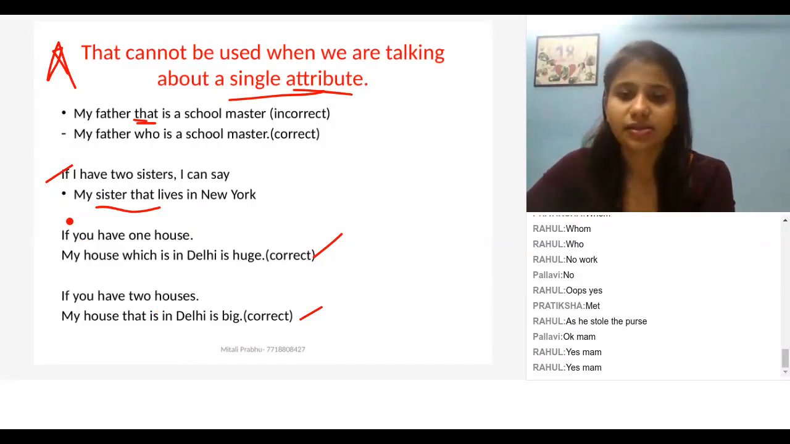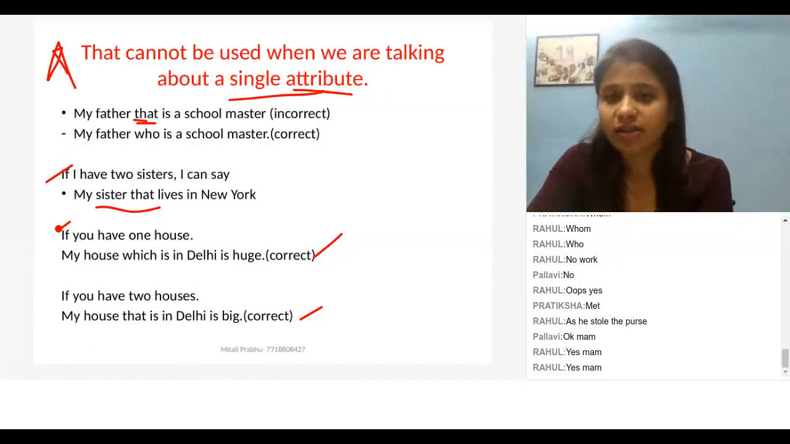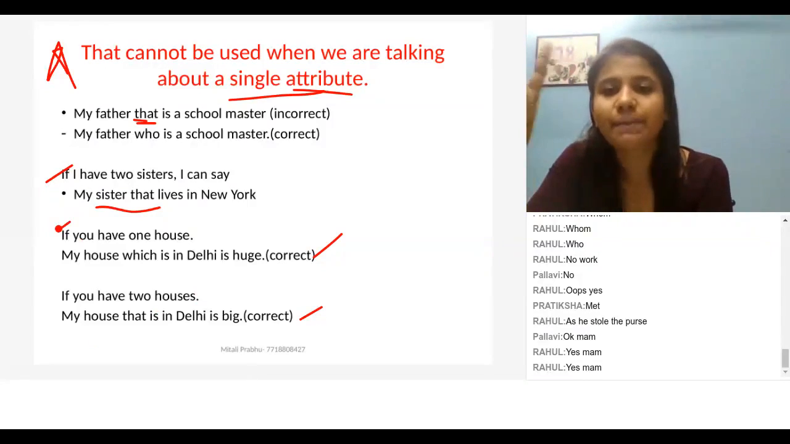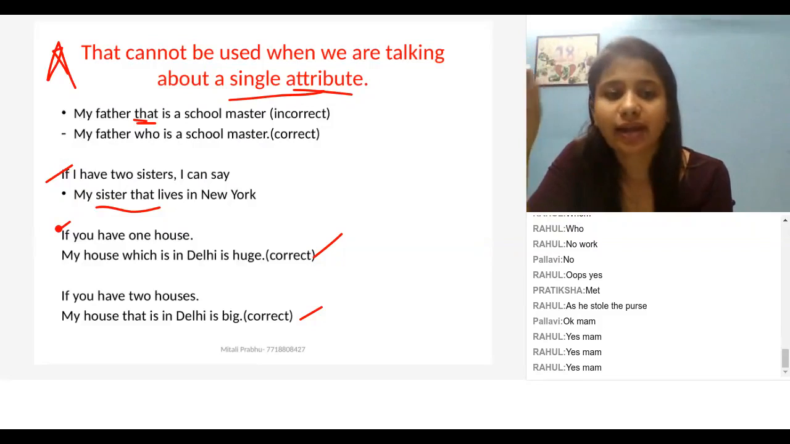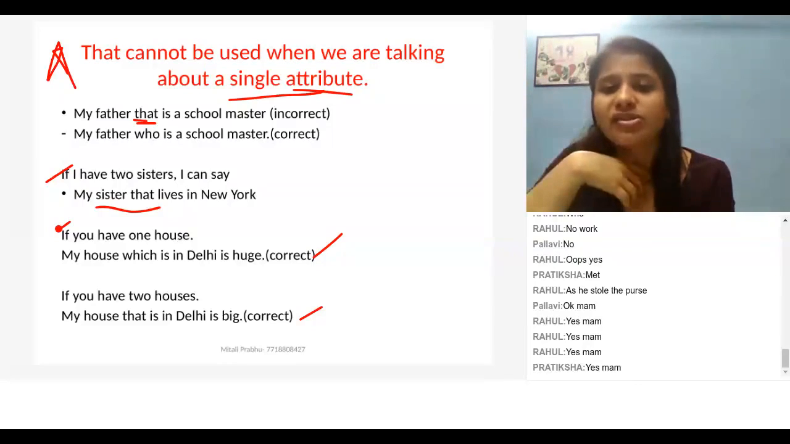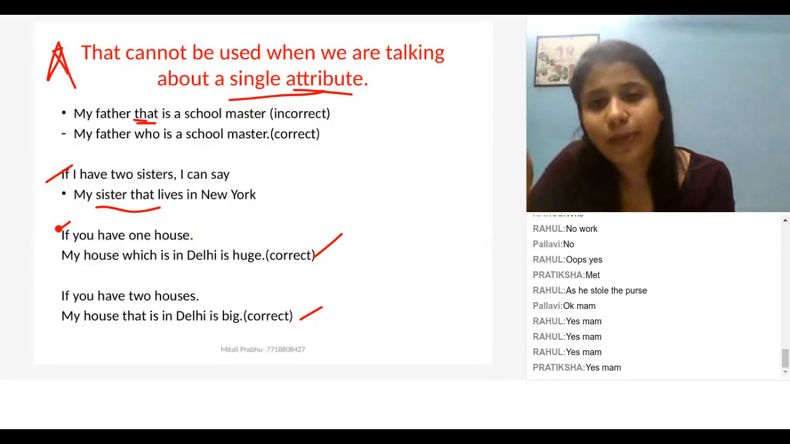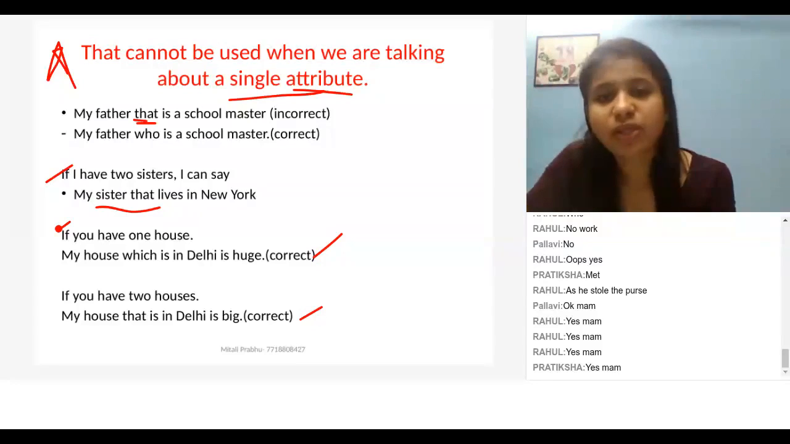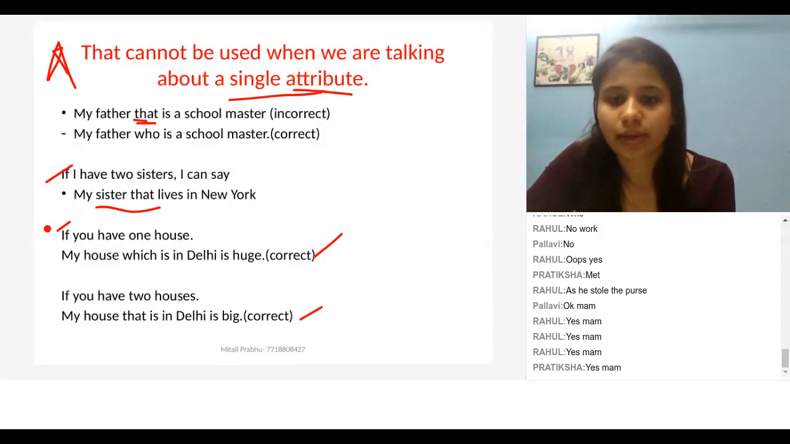Did you all understand this? If you have one house, then you cannot say that. If you have one father, then you cannot say that. If you have one particular thing, if you have one bike, then you cannot say that. Okay, if you have one bike and you're talking about it, then my bike which is red in color. If you have two bikes, one is red, one is yellow, then you say I have one bike that is yellow in color. Is this clear? Okay.